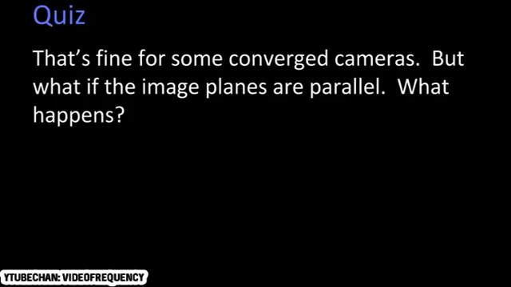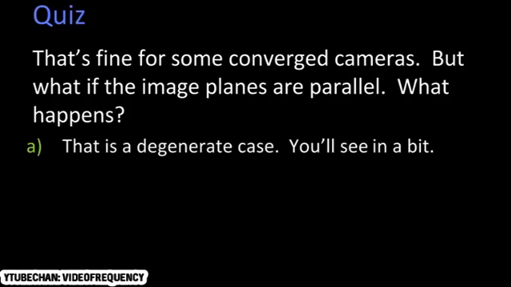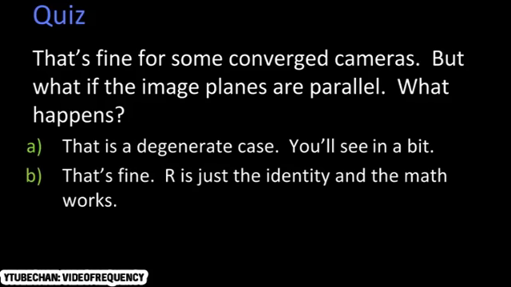So that was fine, what I just showed you, for some converged cameras. What about if the image planes are parallel? What happens? A, that's a degenerate case, and we're going to see that in just a minute. B, that's fine, it's no problem. It just means that R is the identity matrix, and the math just works. C, I have no idea. That's usually a bad answer to put on a final, so C is not the answer. The answer is that the rotation matrix is just the identity.